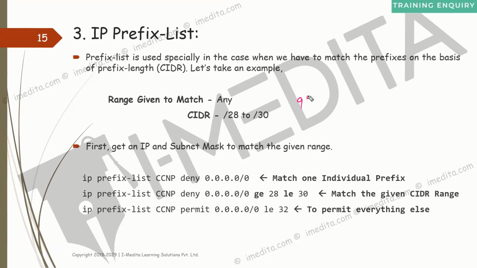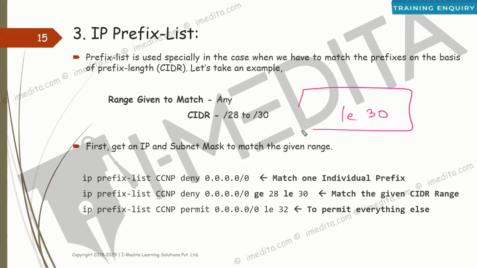If we have specified just greater than equal to, for example, greater than equal to 28, that means it is going to match 28, 29, 30, 31, and 32. It is going to match all the CIDRs greater than equal to 28. And if we have specified less than or equal to 30, it means it is going to match all the CIDRs less than or equal to 30. So 30, 29, 28, and so on.